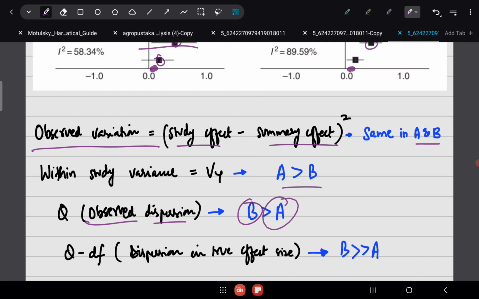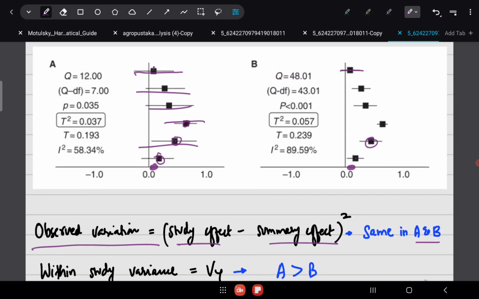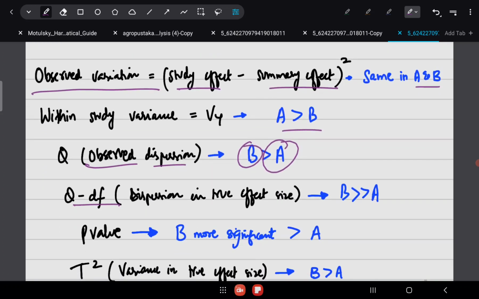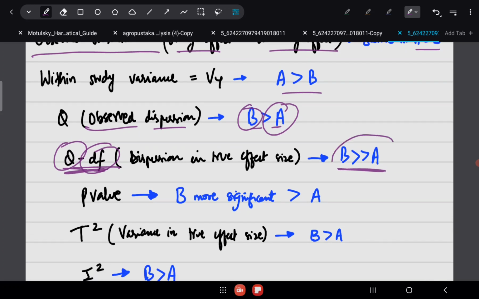Right, now we'll talk about Q minus degrees of freedom. Again, the number of studies is the same for both, so degrees of freedom will be the same for both of these forest plots, only Q is changing. Because Q is more for B than for A, the excess dispersion, the difference Q minus DF, will be more for B than for A. Now because excess dispersion is more for B than A, when we do the test for heterogeneity and compute p-values, the p-value will be more significant.